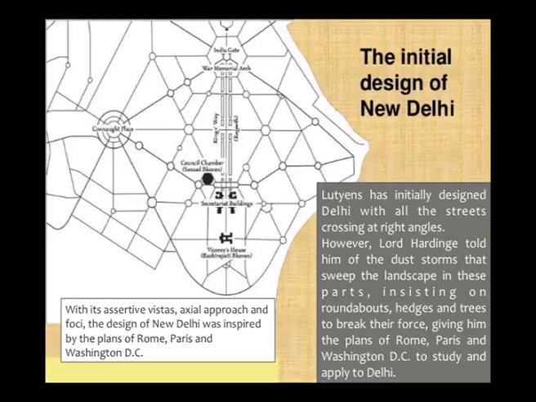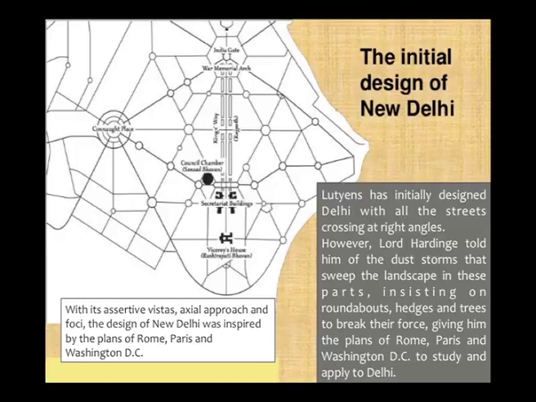So if you look at the initial design of New Delhi, the streets were all at right angles, much like it was seen in other cities like New York, which was designed earlier. But Lord Hardinge told him that the dust storms, the loos, which were very prevalent in Delhi during summers, would not help the atmosphere. So they introduced these roundabouts so that the angles would change and include a lot of trees and hedges, so as to break the force of or offer resistance to the sandstorms.